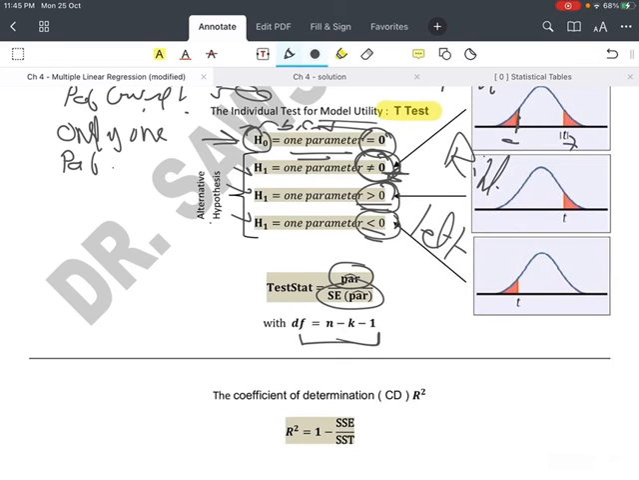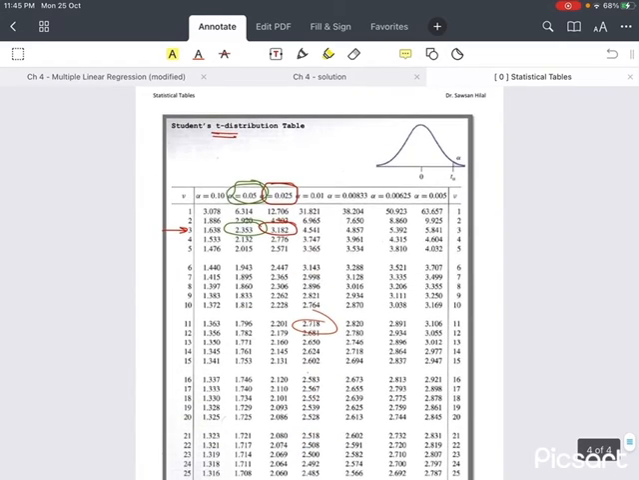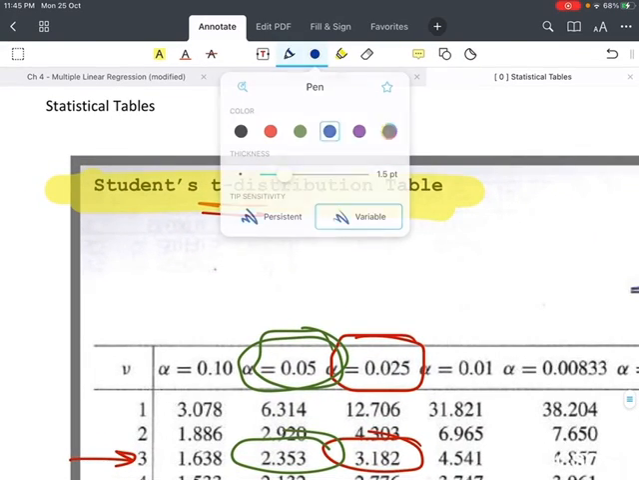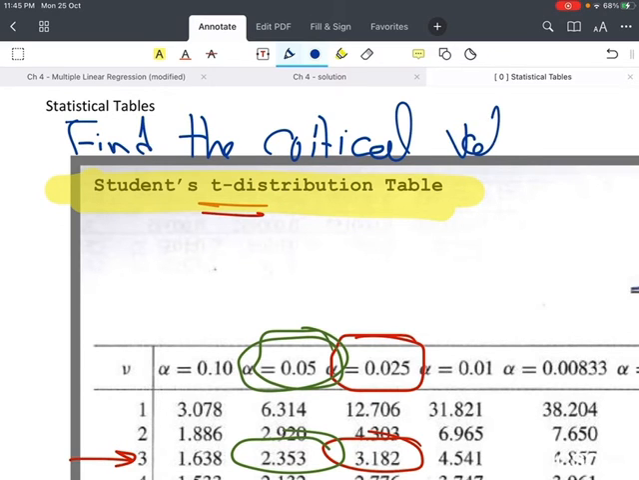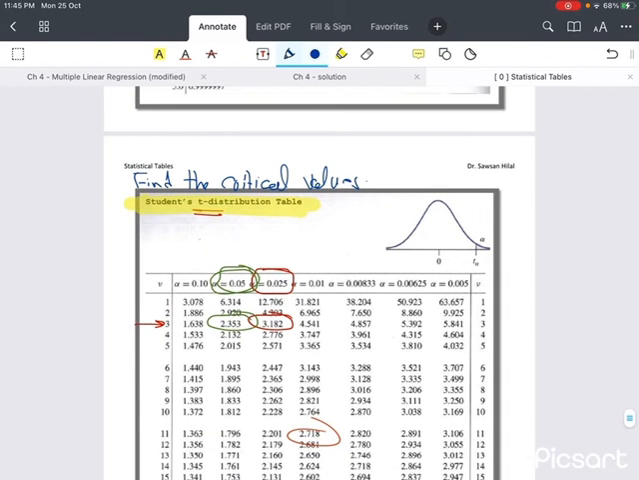And something very important you will use for it, this table. That's called the T distribution table. You will also use it when they say find the critical values. What's the meaning of critical values? The values that you will find from the table.